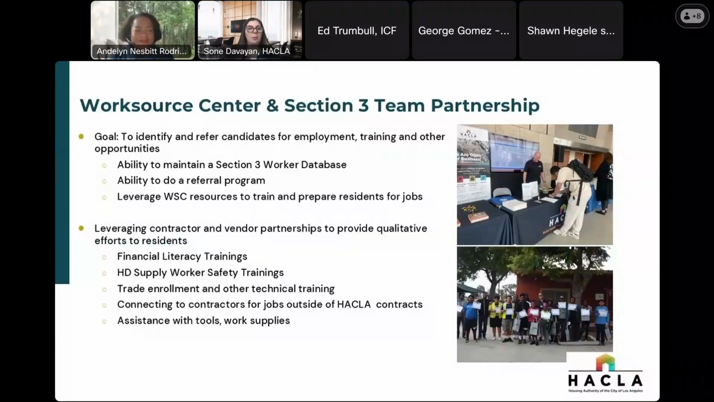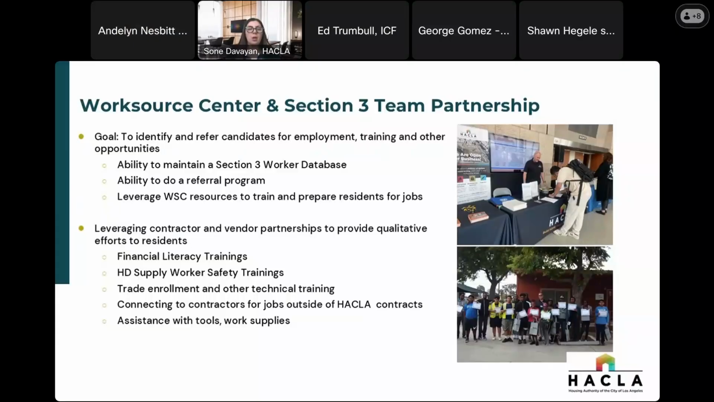So here at the Housing Authority of the City of Los Angeles, we are a little bit unique, as Andalyn said in her introductions, because we do own and operate a WorkSource Center internally. So that helps us with a lot of our efforts.